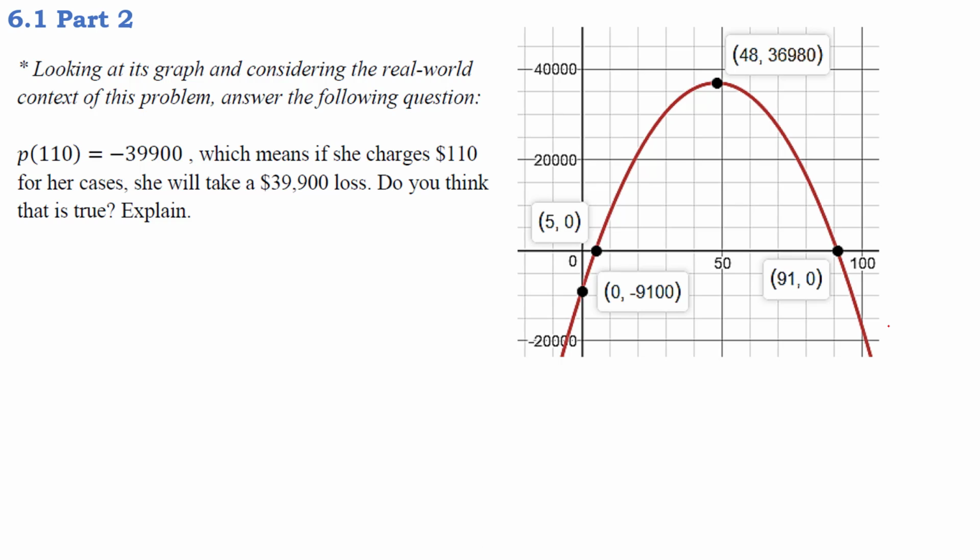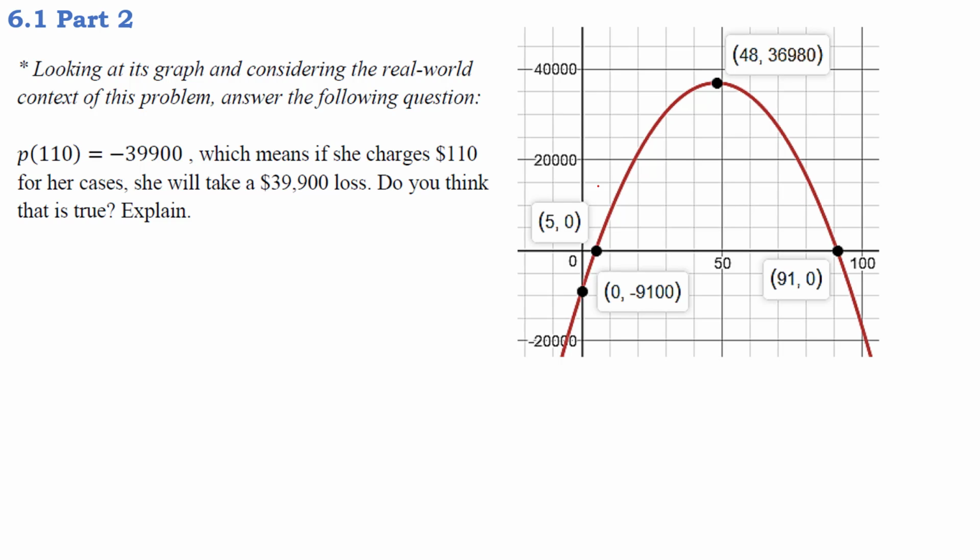Okay. So now let's look at the graph and see how this plays out a little bit more, right? So we're looking at this graph in the context of this problem, with this saying P of 110. So the price that she's selling her products for is 110. So if she was to charge 110, which means she charges $110 for cases, she will take a $39,900 loss. Do you think that is true? And explain.